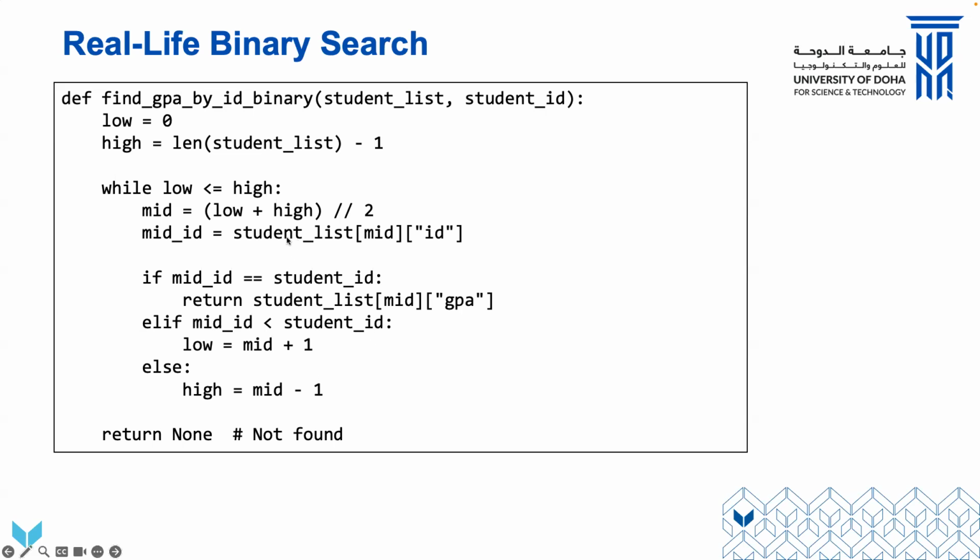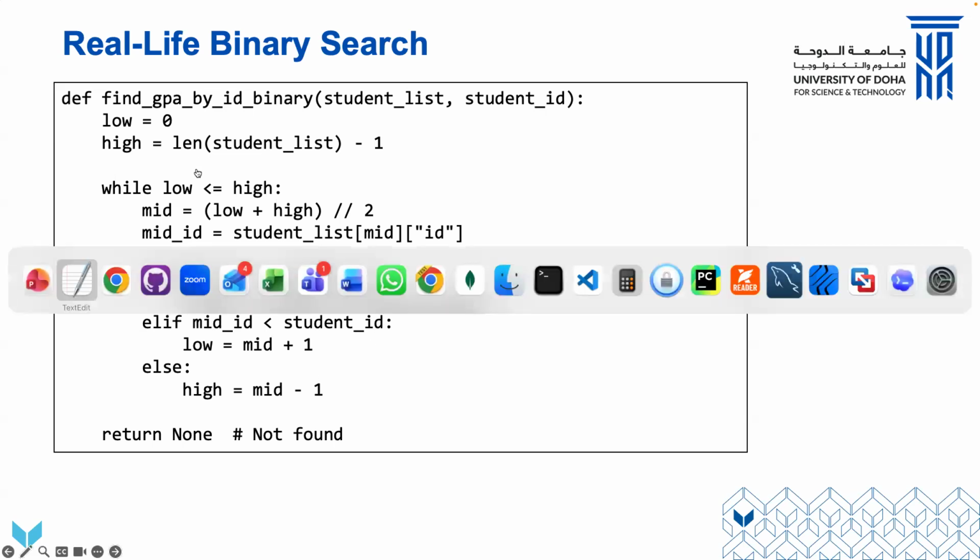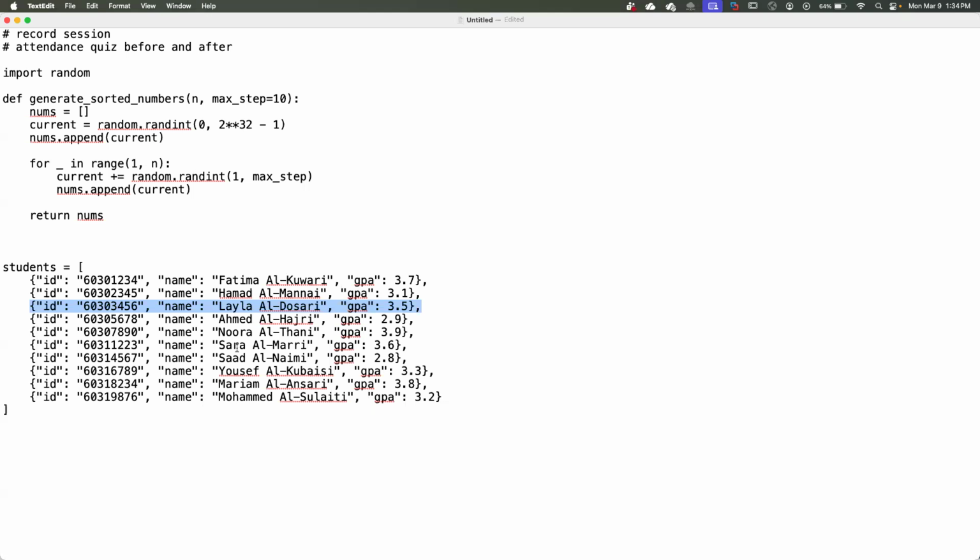So I can still continue to use a binary search, but of course, the data that you're trying to search on had better be sorted. In other words, if I'm searching by ID on this data, it would work. What if I wanted to search by name using a binary search?